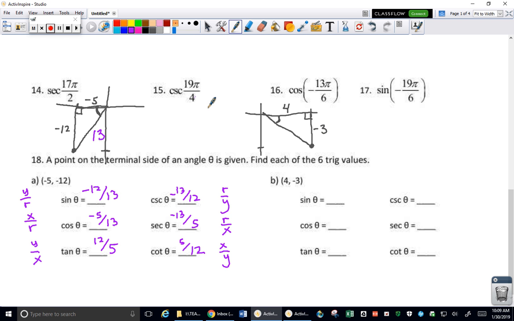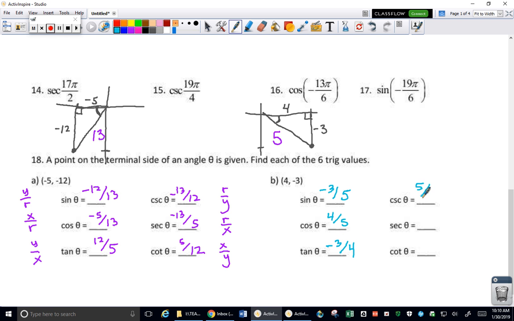Once again, our Pythagorean triple says 4 squared and 3 squared together is 25, so it has a radius of 5. And our trig values are the same ratios. So sine will be -3/5. Cosine will be x over r, so 4/5. And tangent is y over x, -3/4.